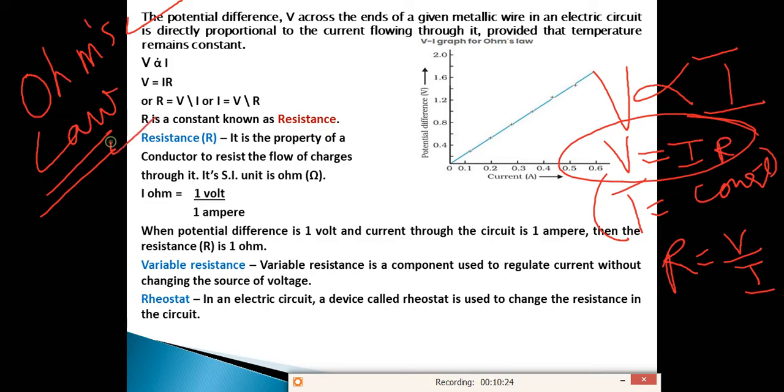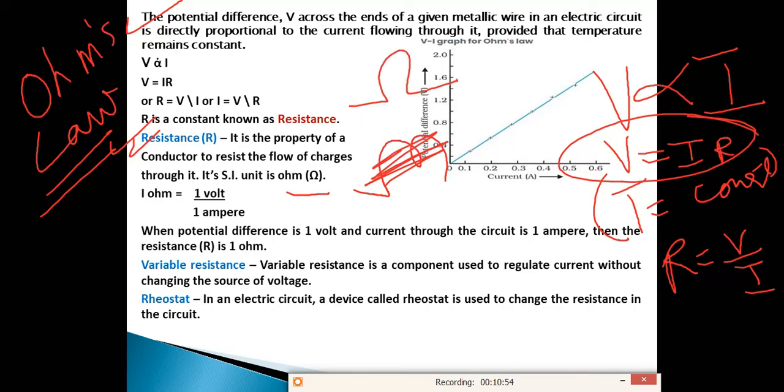Now let us learn about the definition of resistance. It is a property of a conductor to resist the flow of charges through it. Means this resistance will not allow the charges to flow through the conductor. It will stop the charges from flowing through the conductor. And the SI unit of resistance is ohm. And the symbol of ohm is like this.